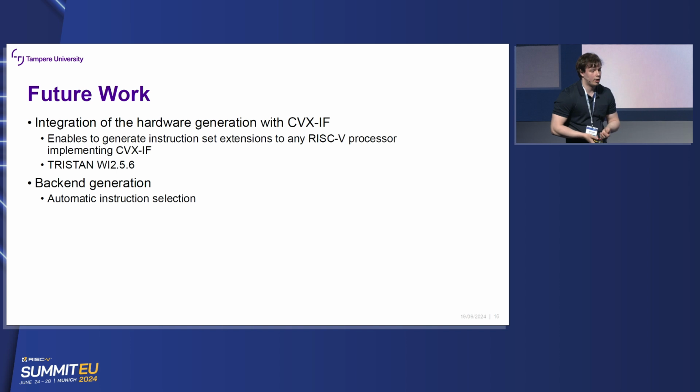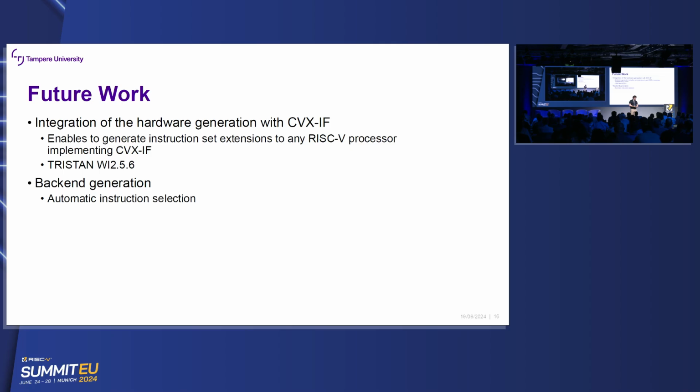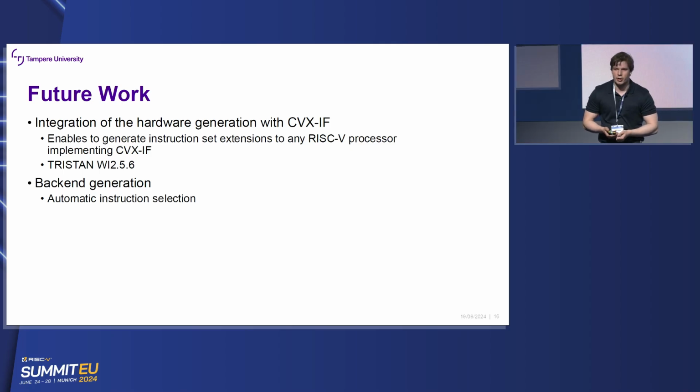As future work, we plan to integrate the hardware generation flow with the CVXIF interface, and this is a standard coprocessor interface. I think there was a talk about it earlier. And this way we could design custom instruction set extensions for any RISC-V processor that implements this interface, and you also get the compiler support from OpenASIP. And we're doing this in the Tristan project. And like I mentioned earlier, we're also working on this backend generation problem, and it will be upstreamed in a future release. And that way we get automatic instruction selection support.